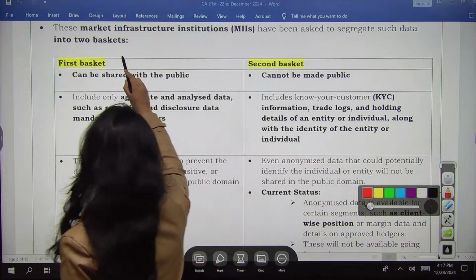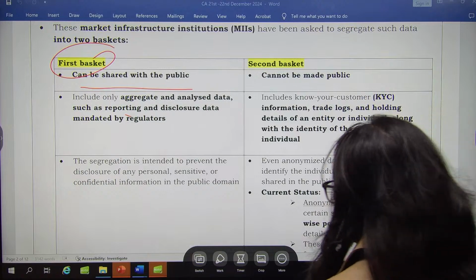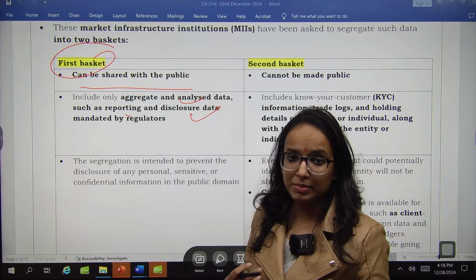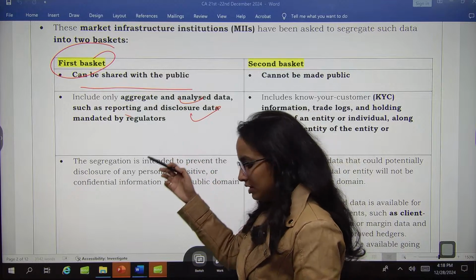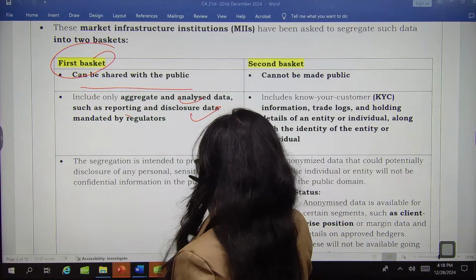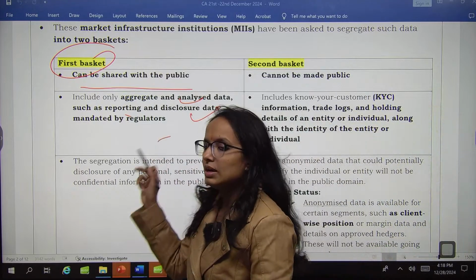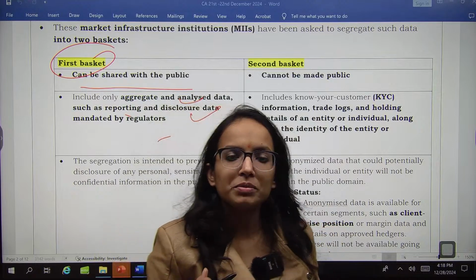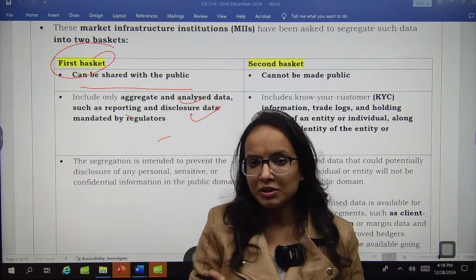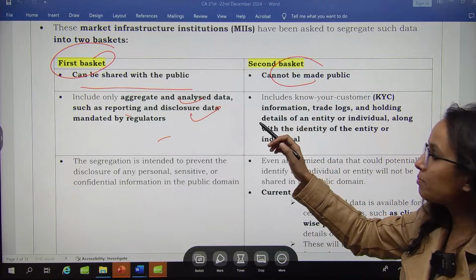In the first basket, the data that can be shared with the public will be placed. For example, analyze data, reporting and disclosure data, reporting by the listed companies, right? Reporting by the asset management companies, disclosure of information as mandated by the regulator. So whatever information disclosure is mandatory from the regulators, and you are publishing that onto the public platform, it will be in category A, which can be shared with the public. Category 2 or second basket data is something which cannot be shared with the public.